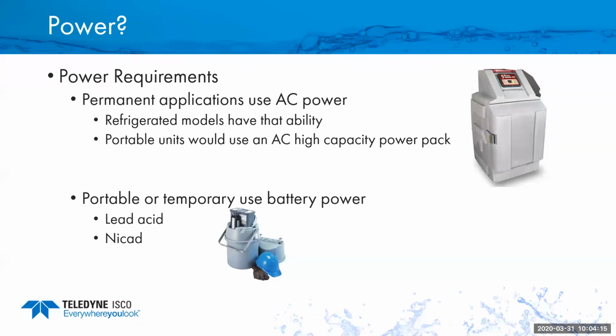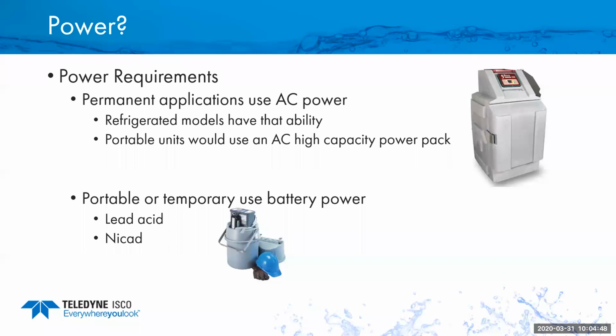Some of these units are also all season refrigerators. They can be located inside the plant, outside the plant, really doesn't matter. So if your sampler is going to be outside the plant, outside in the weather, make sure that the sampler you choose is rated for that. Portable samplers can also be used in permanent applications as well. If you don't require refrigeration, then you can use a portable sampler with an AC to DC power pack.